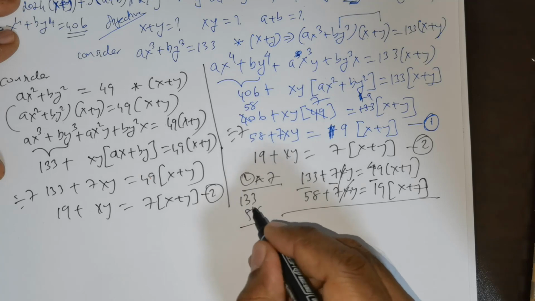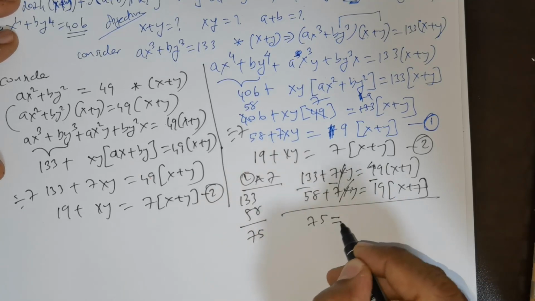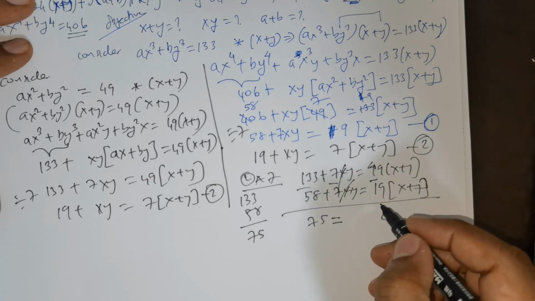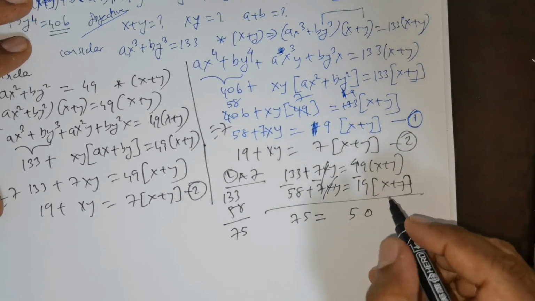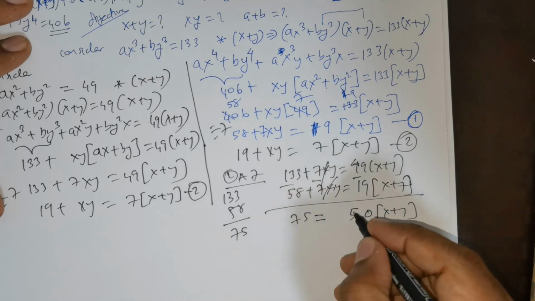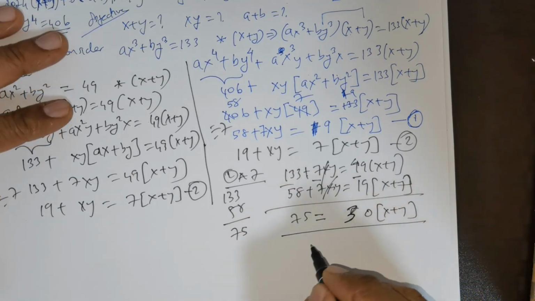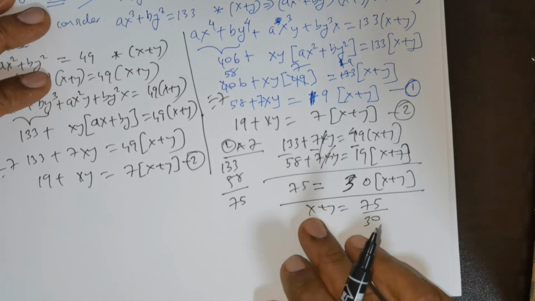This is going to be 75 is equal to, subtract 9 minus 9, 0. From 4 you take away 1, you get 3. So of x plus y, this you will get 30. So what is x plus y? x plus y is 75 divided by 30.